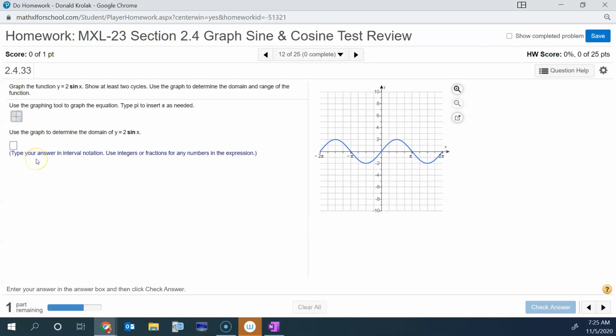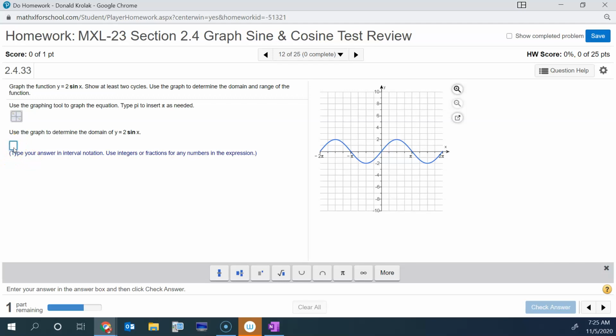All right, what's the domain of that function? Okay, domain, Kobe. Parentheses or brackets? Yep, so parenthesis, negative infinity, comma, infinity, parenthesis.